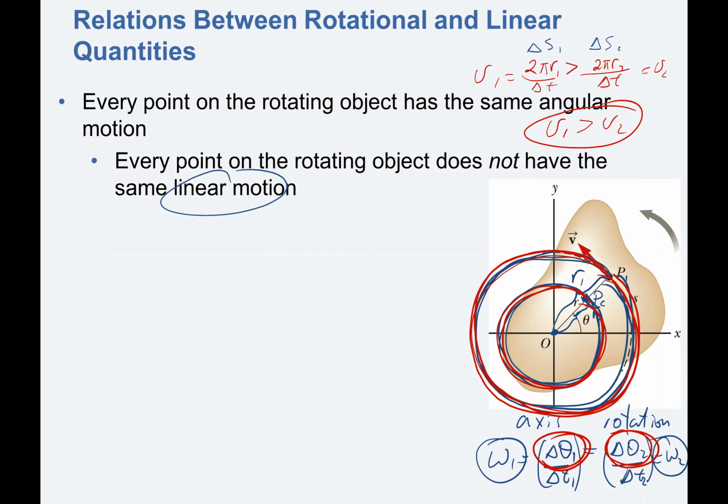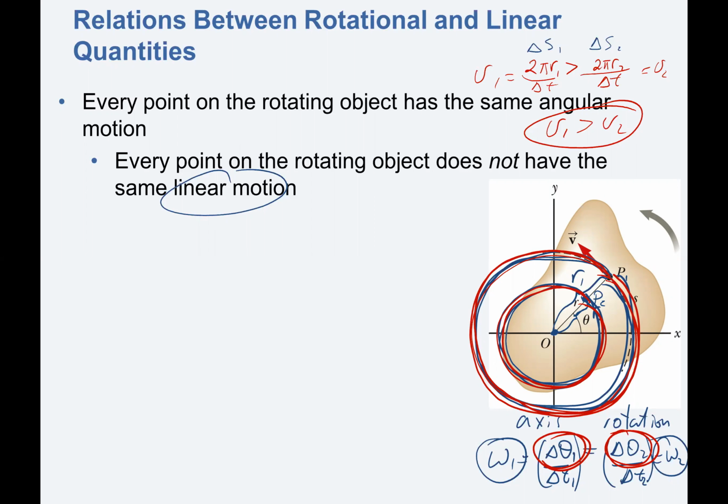Omega 1, omega 2 is the same. V1 and V2 are not the same. So that's why, would you rather work with a system where every particle has the same angular velocity, or the system where every particle has different linear velocities? It's the same, right? But if I'm using linear velocity, I have to keep track of every velocity because they're all different. If I'm using the angular variables, I don't have to do that. Every single particle has the same angular velocity.